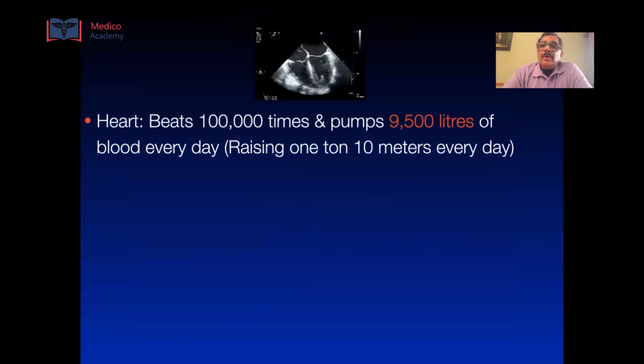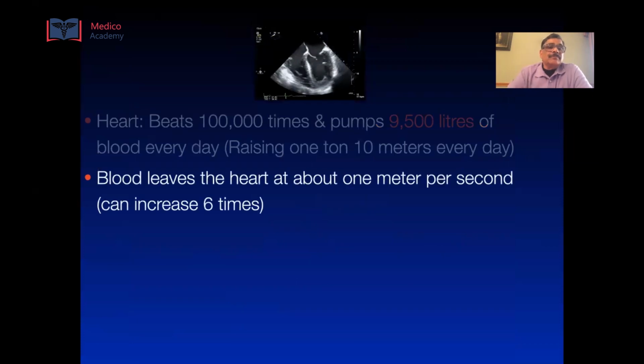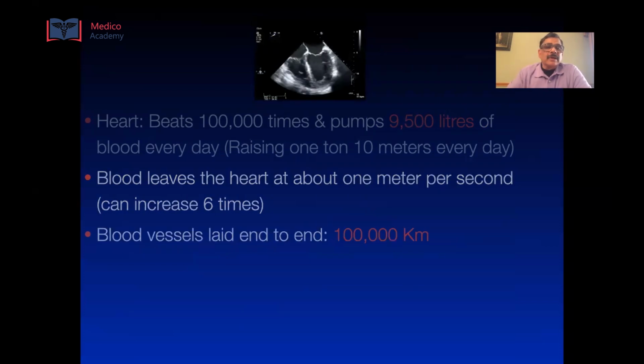The heart beats about 100,000 times per day and pumps about 9,500 liters of blood every day. This is equal to the amount of force needed to raise a weight of 1 ton to 10 meters, which the heart does every day. So it is a very strong pump, with increased force of contraction, and it generates the pressure. The blood leaves the heart at about 1 meter per second, but during stressful conditions and with extreme aortic stenosis, the speed can go up to 6 meters per second.